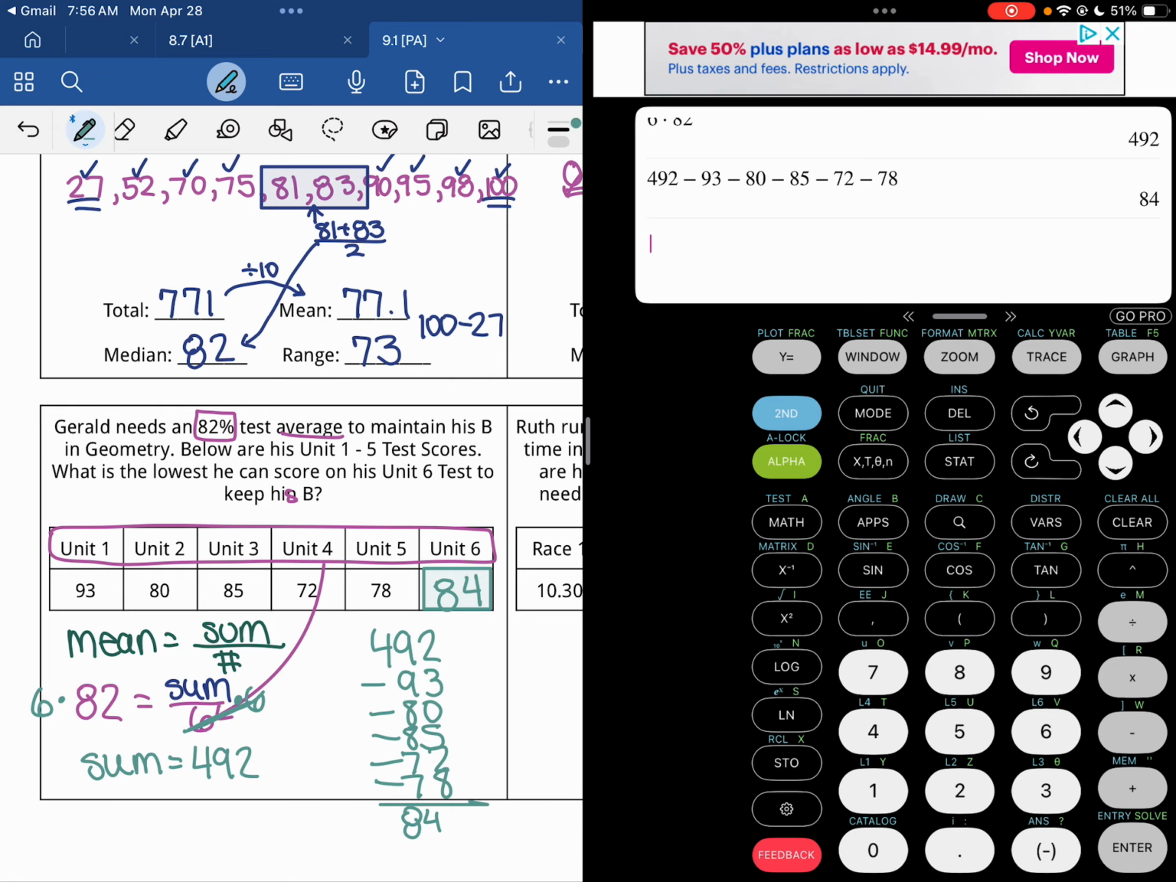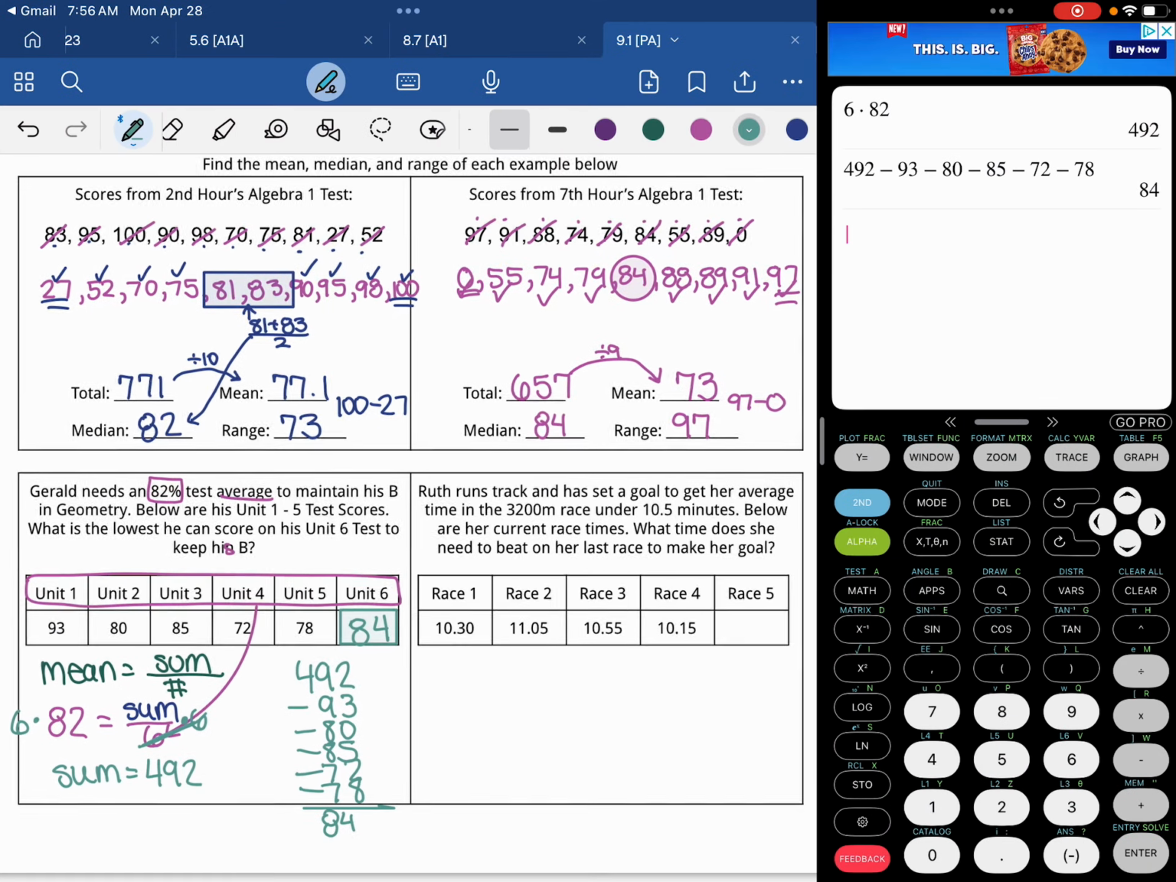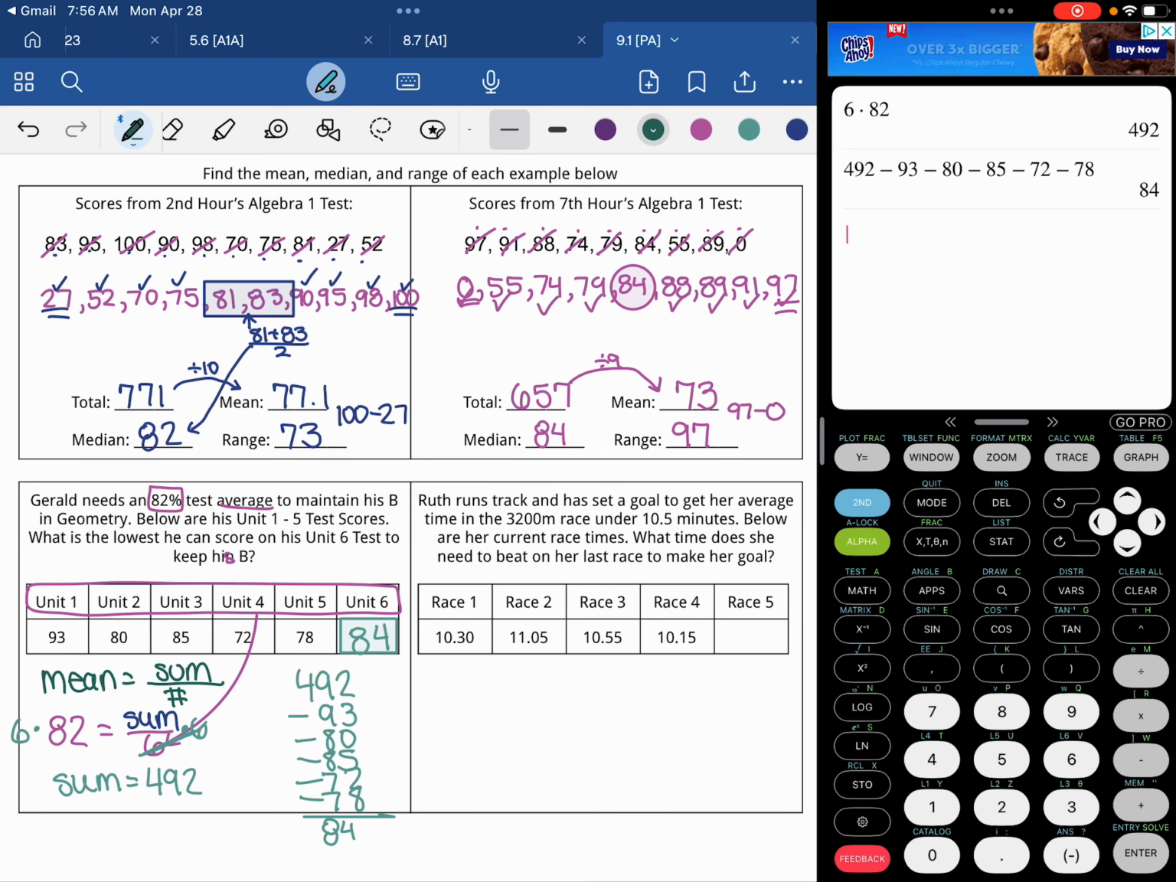Okay. I'm going to scooch this over just a little bit, but you still see the calculator. Okay, the second one that's like this says, Ruth runs track and has set a goal to get her average time in the 3,200 meter race under 10.5 minutes. So her mean is 10.5. We aren't going to know what her sum is yet, but it says below are her current race times. What time does she need to be on her last race to make her goal?